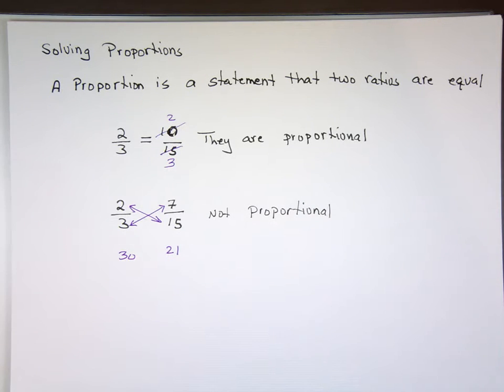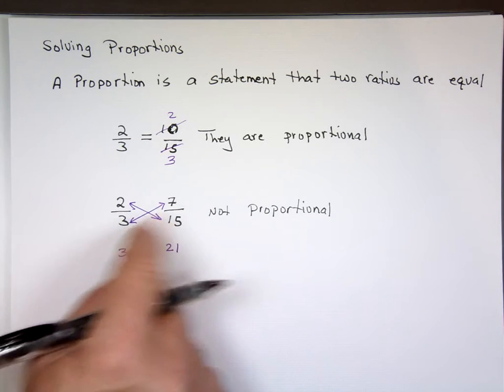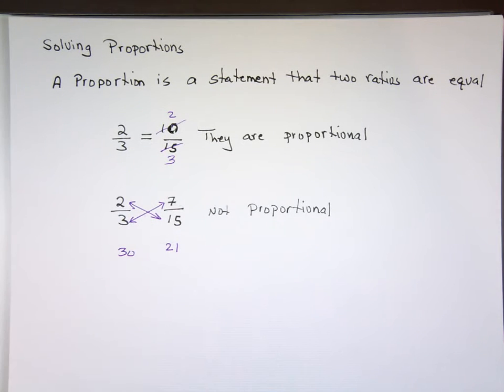Meaning not equal. So proportion means not equal? Proportional means equal. So these are proportional, they are equal. These two ratios are not proportional because they're not equal.